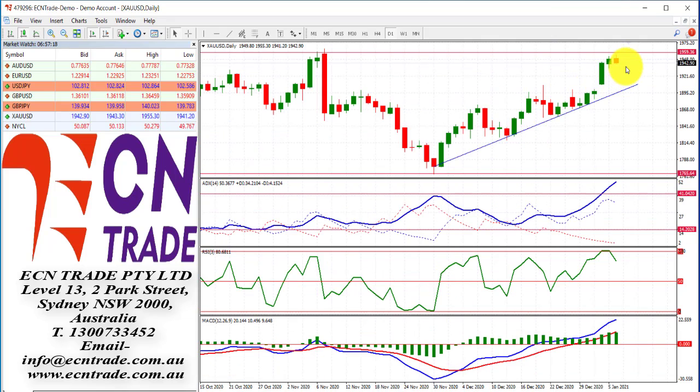Now looking at gold, the market is getting very close to its target of 1,960, and I do anticipate a rejection from there because we are overbought and the ADX is overheating. The support comes in now somewhere around 1,900.